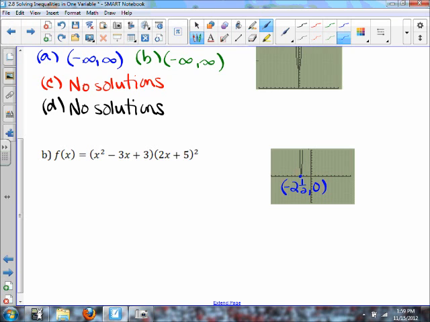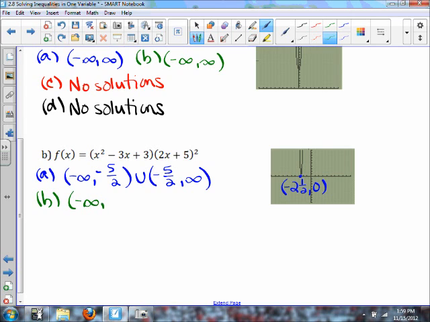So where is this thing greater than 0? Well, it's greater than 0 from -infinity to -5/2 in union with -5/2 to infinity. That's where it's greater than 0. Where is it greater than or equal to 0? Well, it's greater than 0 in the same place as here, but then it's equal to 0 at -5/2. So this answer will actually be -infinity to infinity. Where is it less than 0? It's not less than 0 anywhere. So part C again will be no solutions.